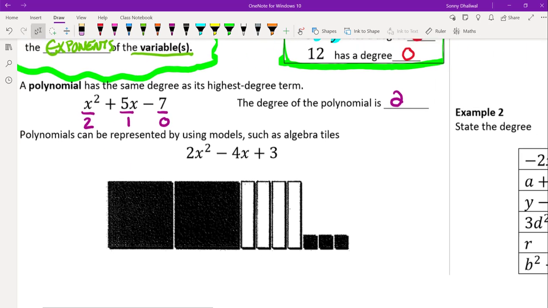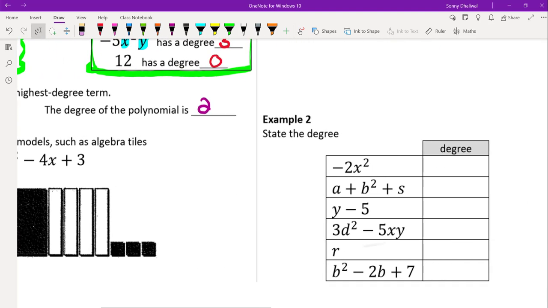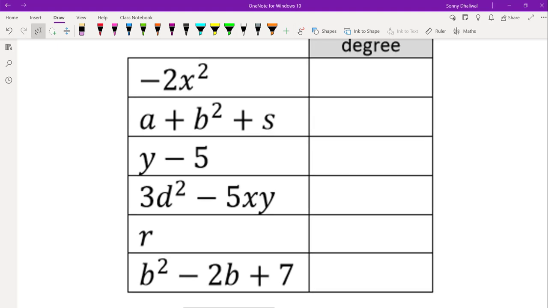So now, let's do some more practice. Let's find the degree of these expressions. You need to find the degree of each term. What's the degree of the first term here? What do you think, Chase? 2. There's only one term there. So this is 2. Now, the next one has 3 terms. So we need to find the degree of each one.